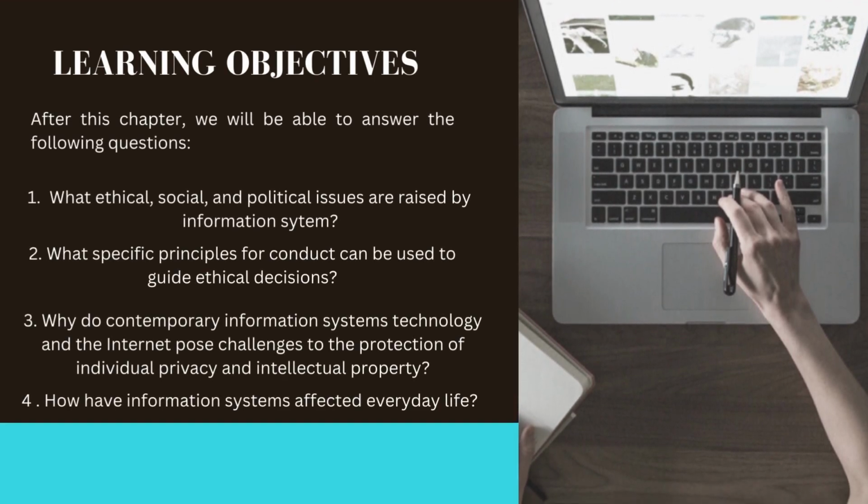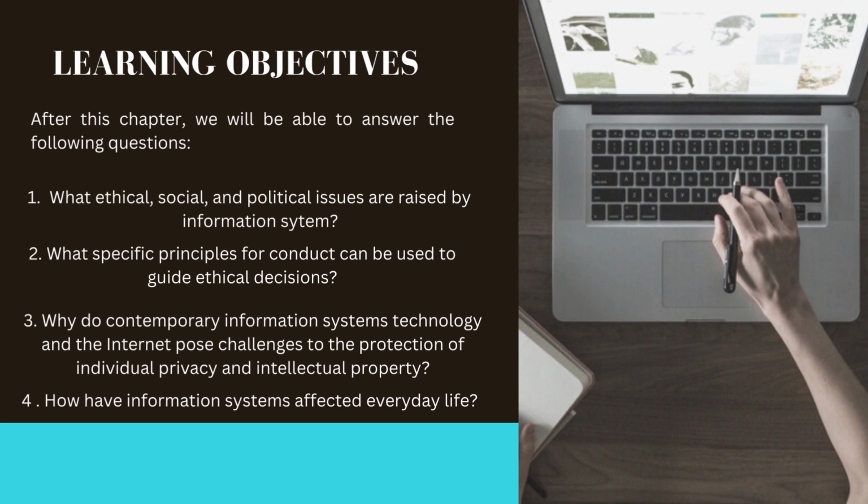So, after this chapter, we will be able to answer the following questions. First, what ethical, social, and political issues are raised by information systems? Second, what specific principles for conduct can be used to guide ethical decisions? Third, why do contemporary information systems technology and the internet pose challenges to the protection of individual privacy and intellectual property? Lastly, how have information systems affected our everyday lives?